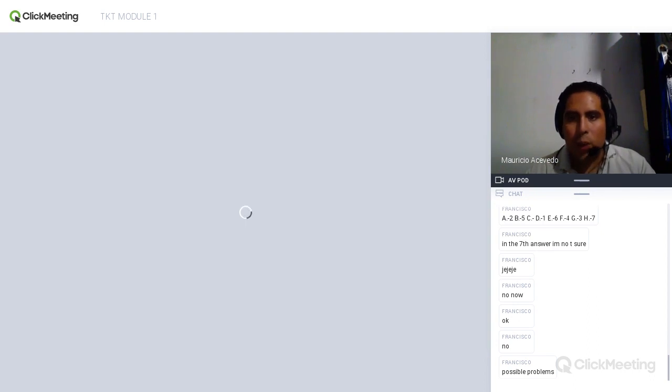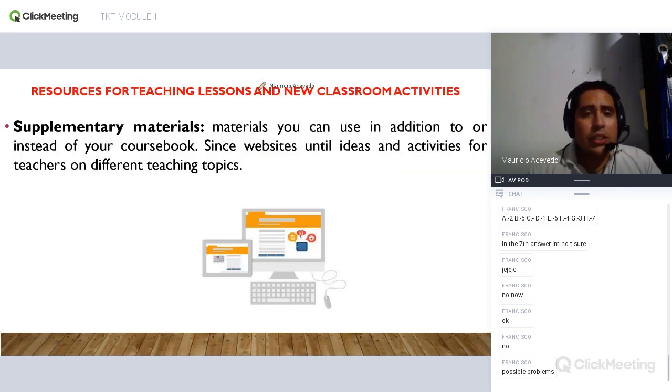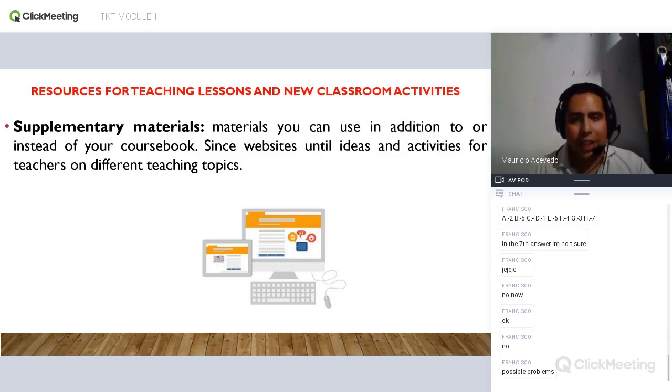Okay, now let's continue. We are missing just two. Resources for teaching lessons and new classroom activities. This is good, especially if you think, Francisco, that your methodology is not that good, or that maybe you can change the activities. So these are called supplementary materials. What are these materials? Well, you can use them in addition to or instead of your course book. This is very important.